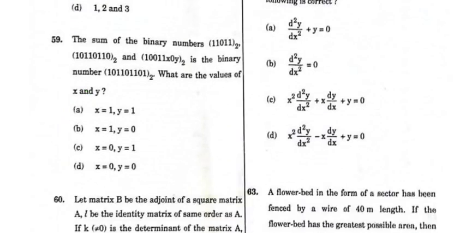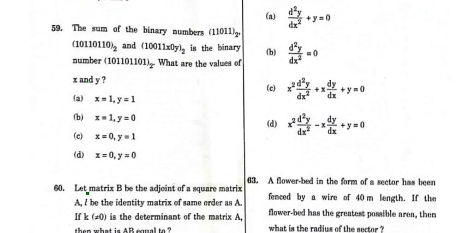Next question is the sum of binary numbers 1 1 0 1 1. These two are in base 2, and these are binary numbers given. If the sum is the binary number, what are the values of x and y? So you have to sum all of them and you will get the results. By balancing the equation you will get the answer as B, x equal to 1 and y equal to 0.